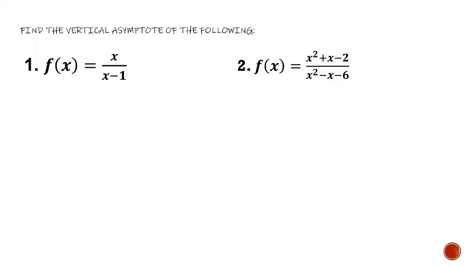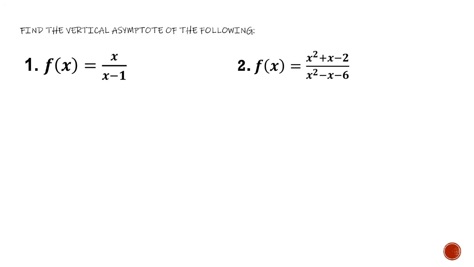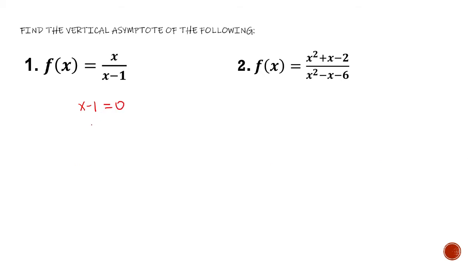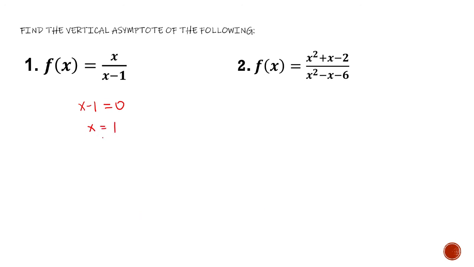Okay, so first step is to see if the numerator or the denominator is factorable. Luckily, sa number 1, hindi factorable. I mean, walang factorable dyan. So, let's proceed to step 2. And that step 2 is just to get the denominator. Ang denominator dito ay x minus 1. We equate it to 0. So, we solve for x. And so, yung na-solve natin na x value is 1.